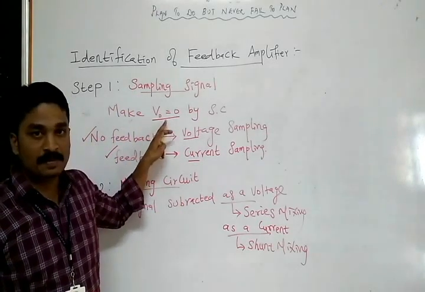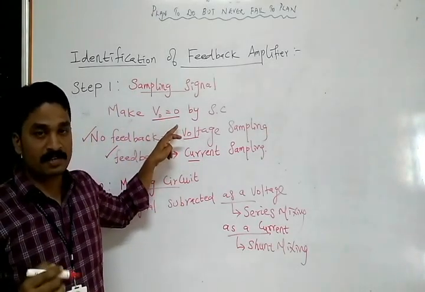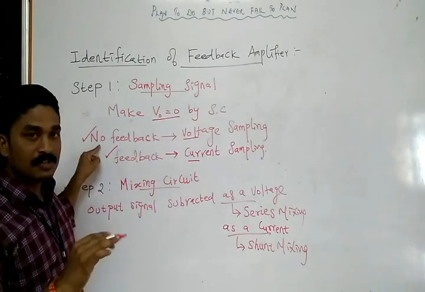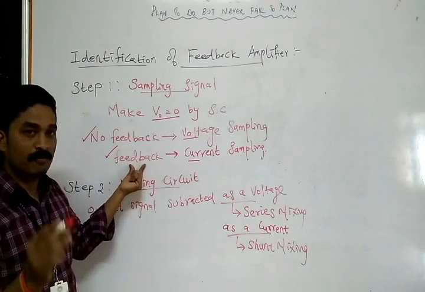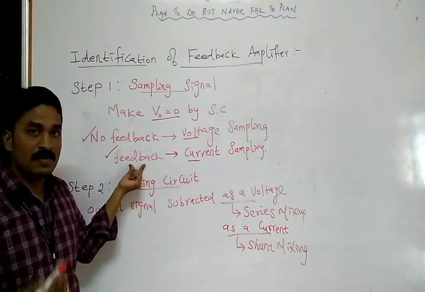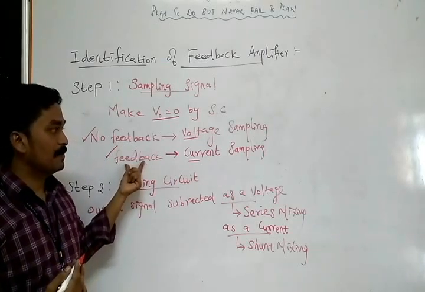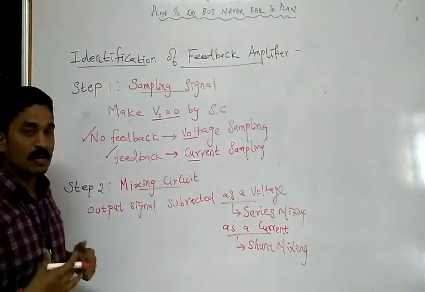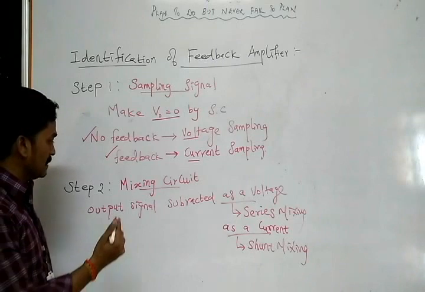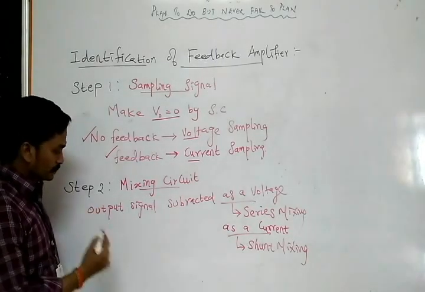After shorting the output terminal, V0 is equal to 0, if there is no feedback, that is called voltage sampling. And after shorting the output terminal, if we get some feedback, then that type of sampling is called current sampling. And at the input side, what type of mixing is this? To identify that, we have to follow step 2.